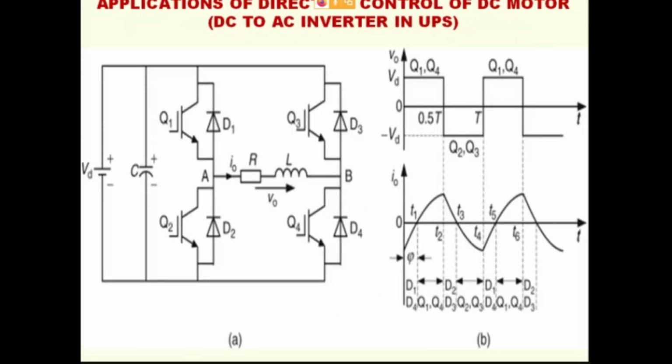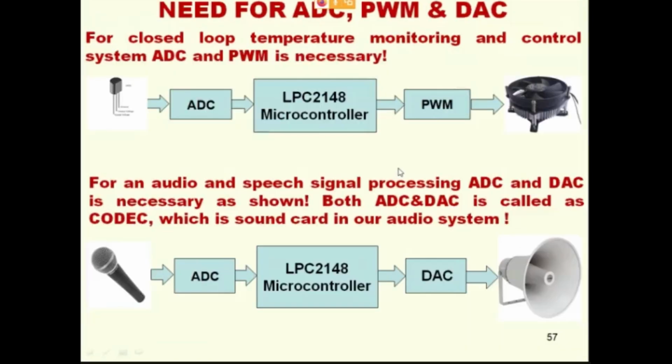And all our houses have a UPS. The UPS is converting the DC supply to AC supply only through an H bridge. That you need to understand, right? By properly switching the H bridge, we are able to convert the DC to AC. That is the magic of the H bridge.